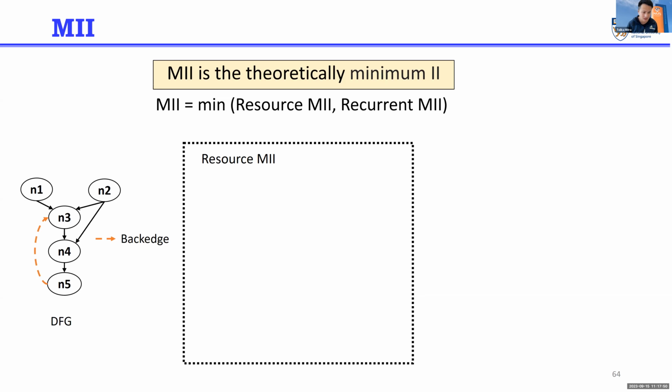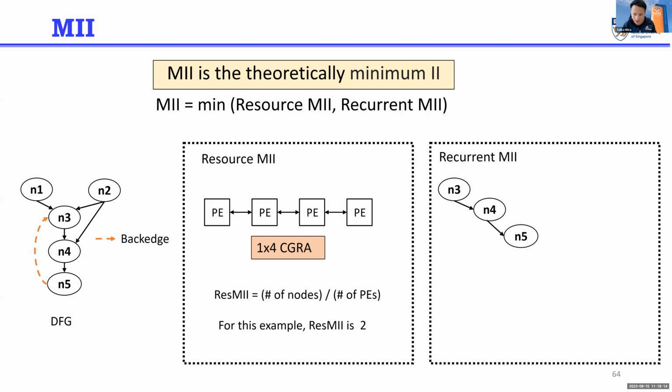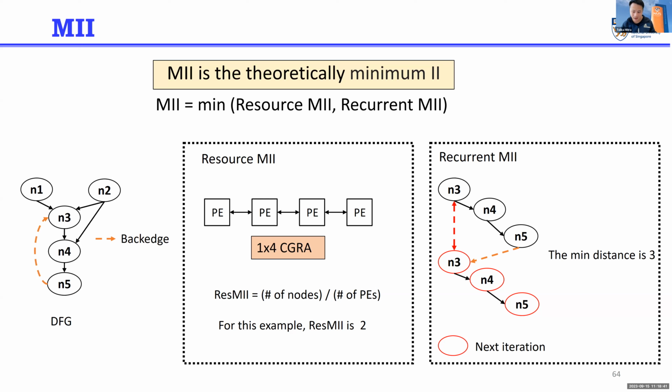So this is called a back edge. To calculate the resource minimum II, let's say we have a 2x2 CGRA. It's very simple. It's calculated by the number of nodes divided by the number of PEs. In this case, we have 5 nodes and we have 4 PEs. So the resource minimum II should be 2. And we have the recurrence minimum II. So let's say, for example, we just draw the part of N3, N4, and N5. To execute the next iteration of N3, N4, and N5, we need to route the back edge data dependency, right? So the distance between N3 and the next iteration N3 is 3.